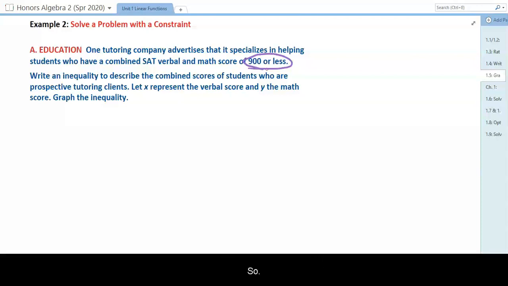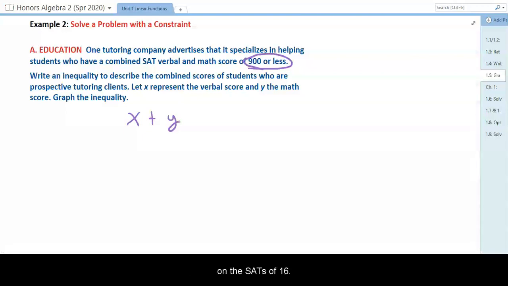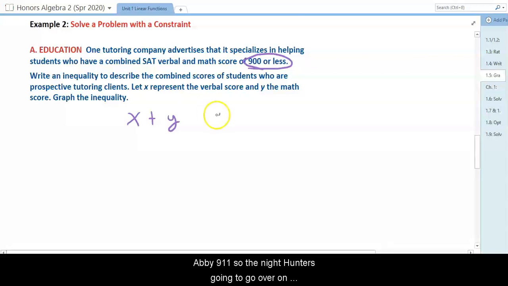All right, so understanding this inequality, right? Understand that the SAT is 2 parts, verbal and math. And so those 2 scores add up to your combined SAT score. And remember that the max score on the SAT is 1600. But this says that this company will tutor you if you have a 900 or less. And so the 900 is going to go over on the other side. The question becomes, what inequality is going to go here?